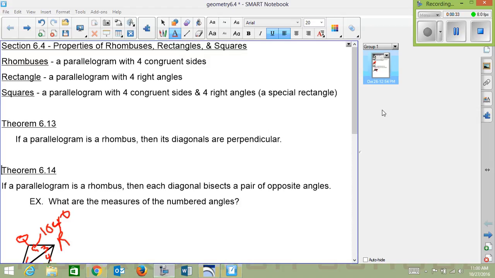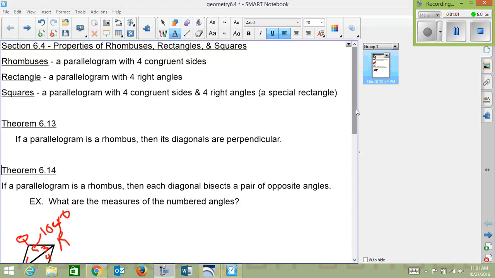And then rhombuses can sometimes be a square if they have four congruent sides and four right angles, but they don't always have to be a square. So you've got to keep those things in mind. Theorem 6.13: if a parallelogram is a rhombus, then its diagonals are perpendicular. Because it has four congruent sides, if you crisscross from the corners across, they're going to be perpendicular.